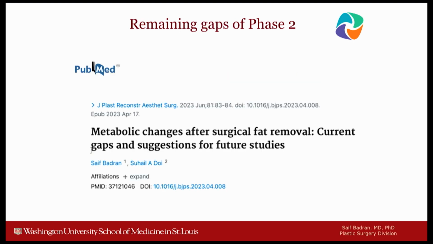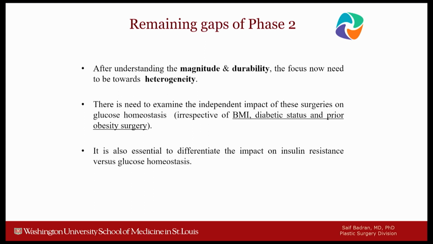This brought us to the next step: what are the current gaps and what are the suggestions for future studies? So we found that, yes, it seems there is improvement in insulin resistance after these procedures. However, these reported studies are extremely heterogeneous in terms of the population. Some of them are diabetic, some of them are not. Some of them have high BMI, some of them do not. Some of them have a history of obesity surgery or bariatric surgery, some of them do not. And these are significant confounders on these findings. So what really remains, the gap here, is we want to understand the independent impact of these surgeries, irrespective of these other confounders.